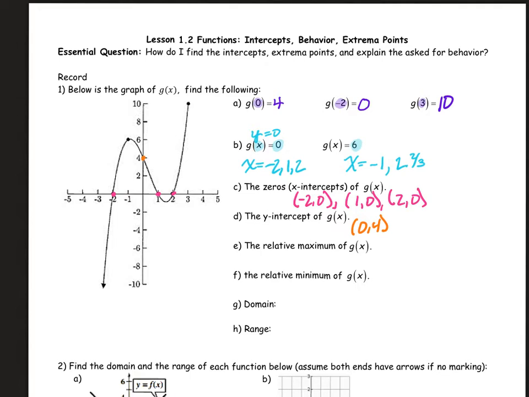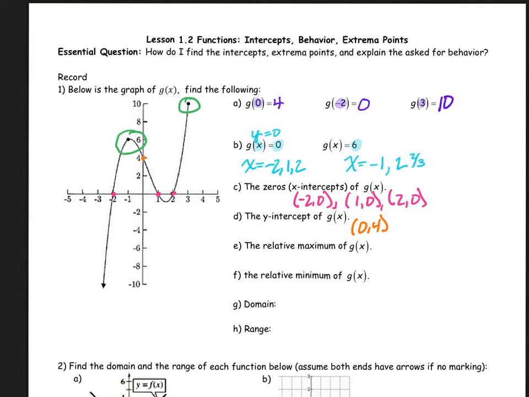Part E says the relative maximum. So relative maximum means it's the maximum in that area. It doesn't necessarily have to be the total maximum or the absolute maximum. Relative maximum is the maximum in that area. So in this area, I have a relative maximum. This is my absolute maximum. That's the highest it's ever going to be. So it's not a relative maximum.